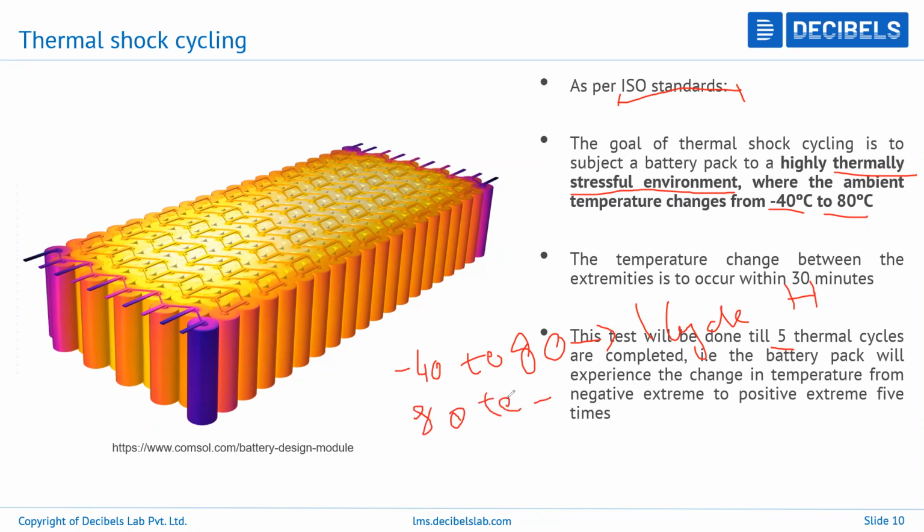80 to -40. Minus 40 to 80 and 80 to minus 40 is one cycle. So I just make that correction here. Minus 40 degrees to 80 degrees and 80 degrees back to minus 40 degrees is one cycle. This is repeated a minimum of 5 times.